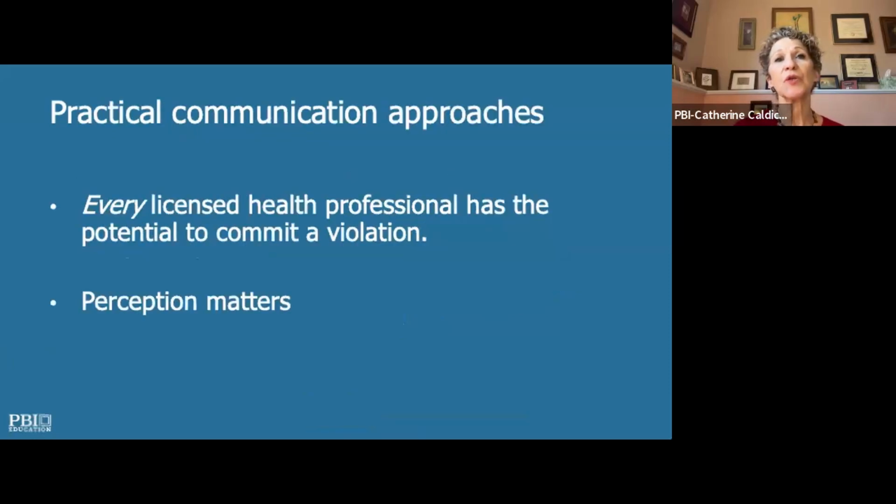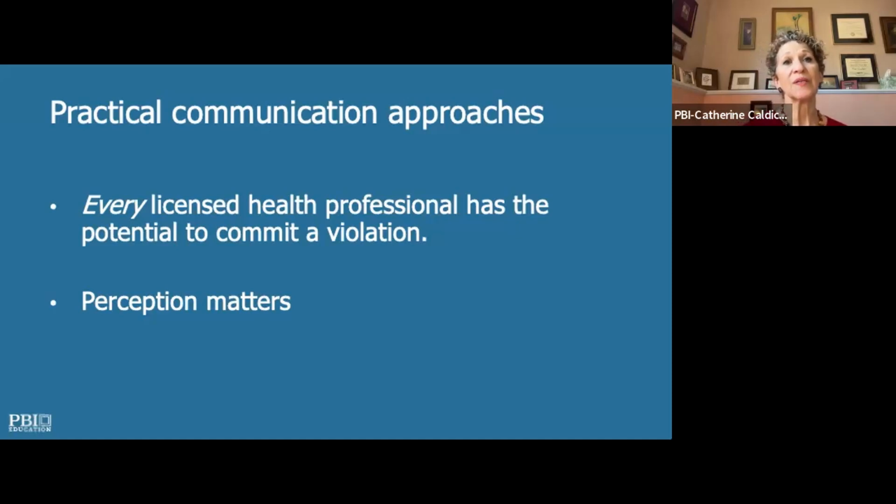Now, in some situations, you might want to make one or both of these points, which again should make the clinician feel more comfortable and forthcoming. One point is that every licensed health professional has the potential to commit a violation. They are not monsters. They are smart, well-educated, usually law-abiding and well-meaning clinicians who, for a variety of reasons, caused or could have caused significant harm.